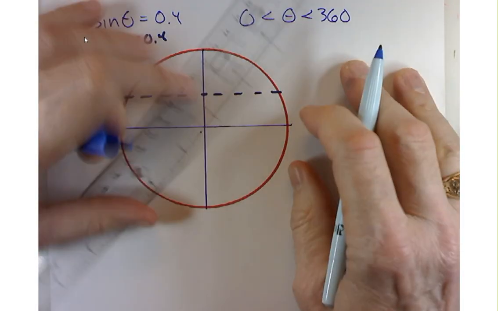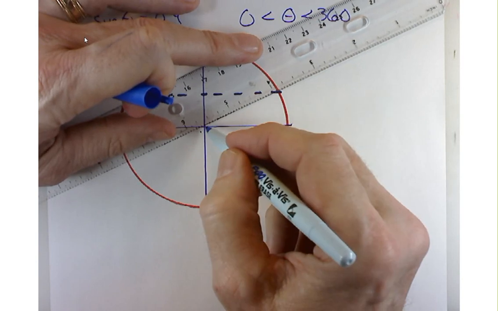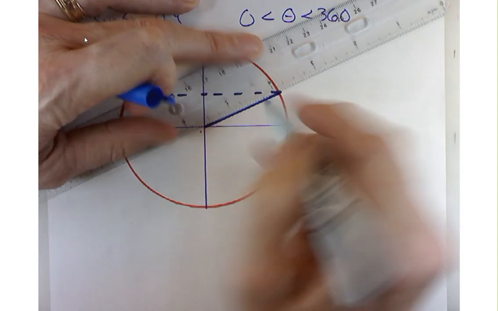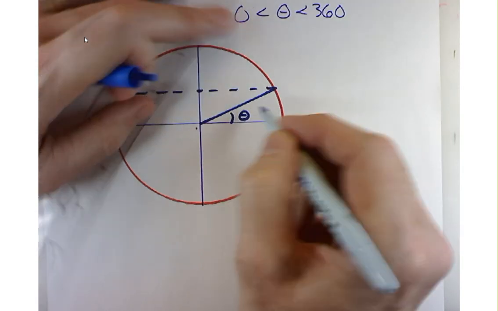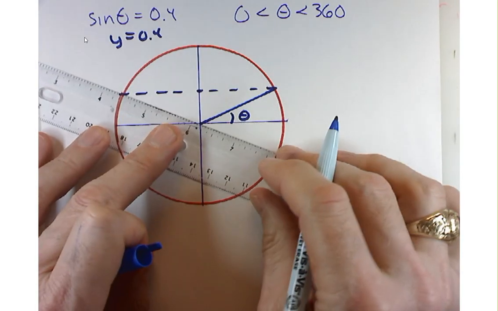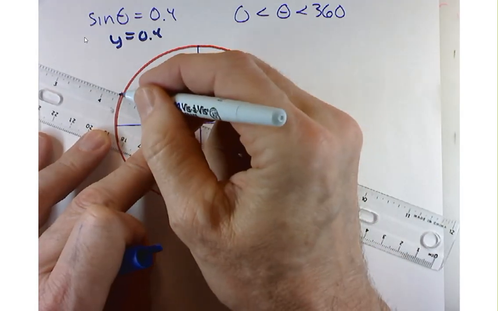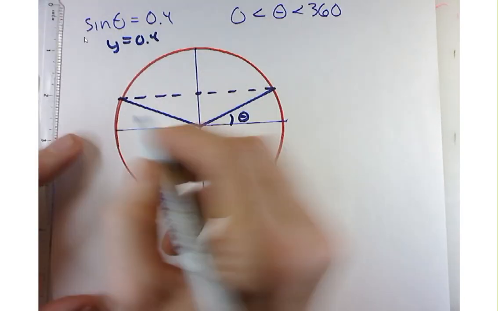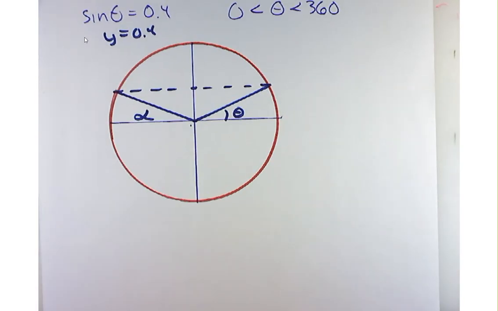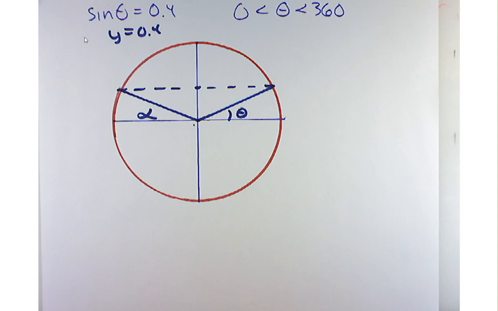There's 2 angles that meet that criteria. There's one over here, that's theta, but there's another one over here. And if you want, I can give that a different name. We can call it alpha if you'd like. So like that. So far, so good? Mm-hmm. So what are we going to do next?